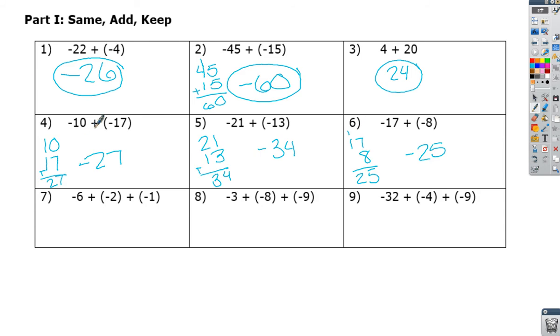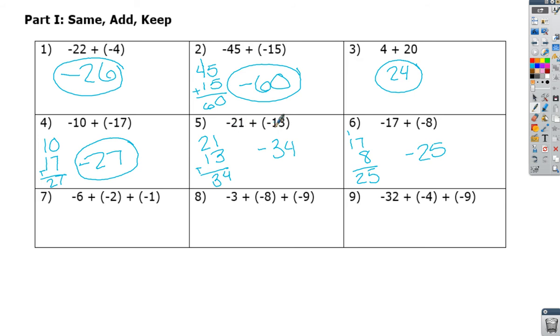Okay, so -10 plus -17. The signs are the same, so we add and keep the sign. 10 plus 17 is 27. Our signs are the same, so we're keeping them as negative. Our answer is -27.